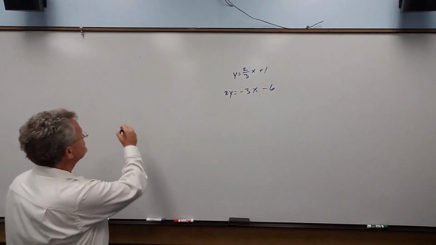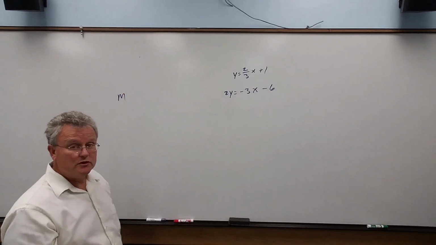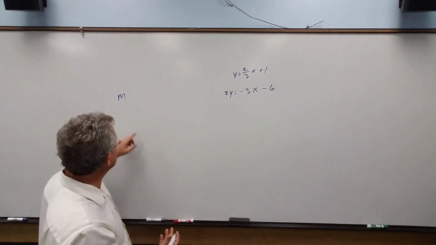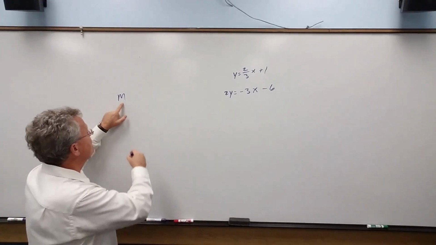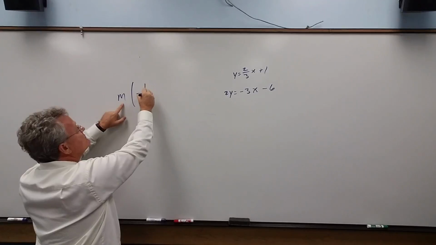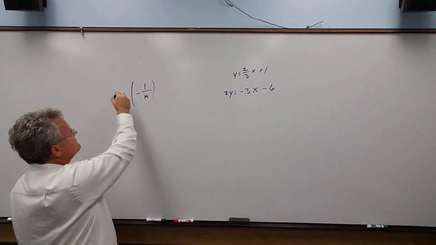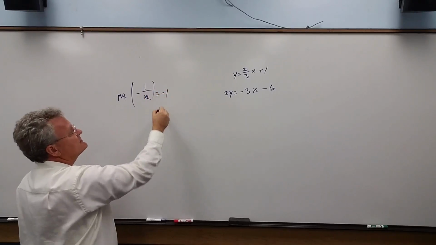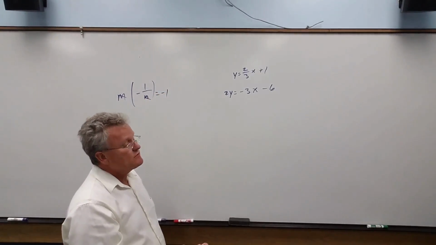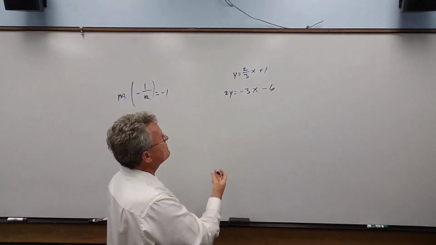So in other words, if two lines are perpendicular and one line has a slope of m, the other line will have a slope of -1 over m. And when you multiply these, the m's cancel and you get -1. So that's the way I'm going to go about doing this problem.